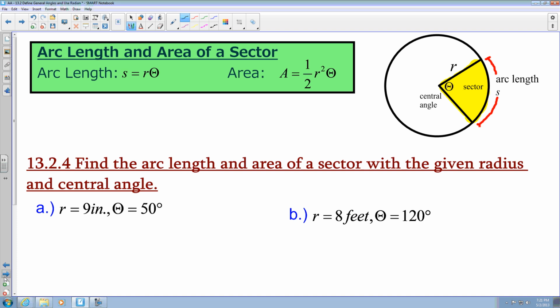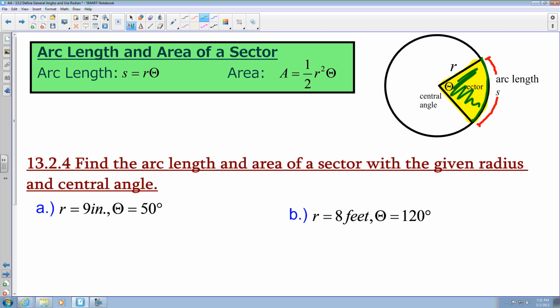Last thing in this section is dealing with arc length and area of a sector. The arc length is the portion of the circumference of my circle, and the area is the area of this sector. We have two equations for that. For arc length, we have S equals r times theta, r being the radius and theta being the angle.